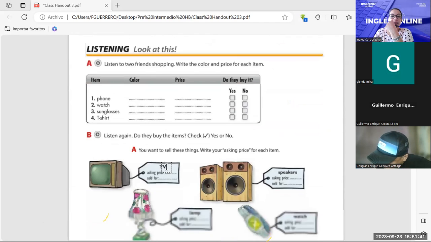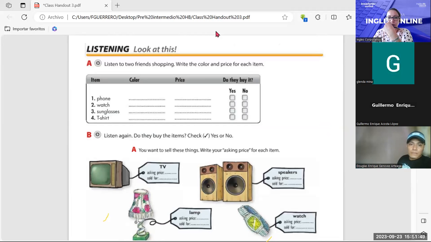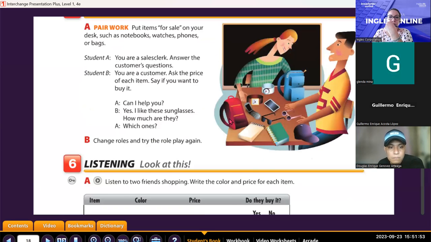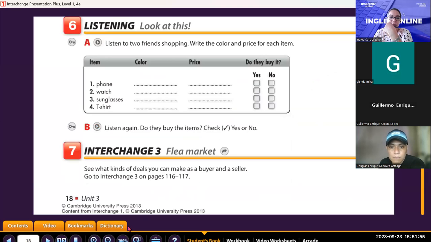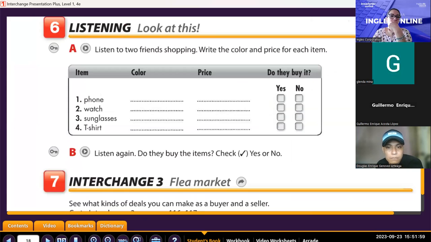Now we have a listening part. Vamos a ir a listening. Let me start a new share to get you for the listening part. Remember that if you have not printed the material, si no lo tiene impreso, lo puede trabajar en su cuaderno. Solamente describir lo que está ahí en la parte gris, en el cuadrito gris.